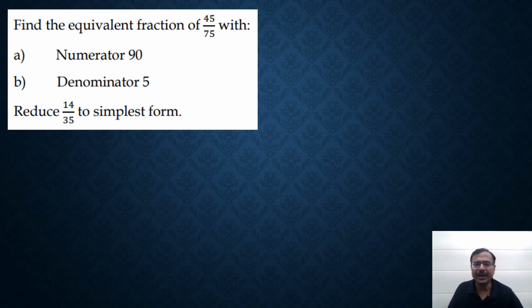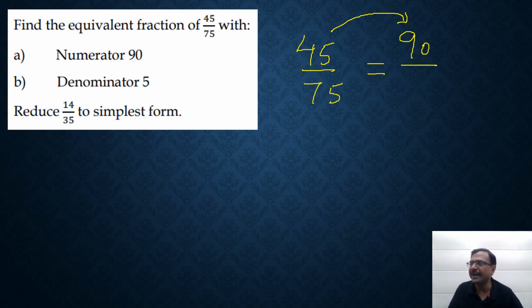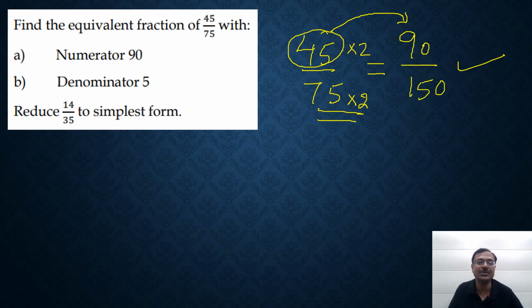See, we need to write 45 upon 75 such that we reduce the numerator to 90. So how do we reduce the numerator to 90? See, here we have 45. If you multiply this by 2, you get 90, and therefore you have to multiply the denominator also by 2. 75 into 2 will give you 150, and this is an equivalent fraction of 45 upon 75 with numerator 90.